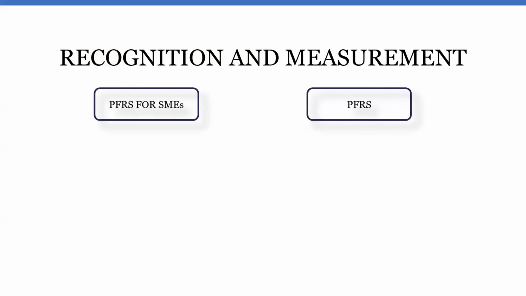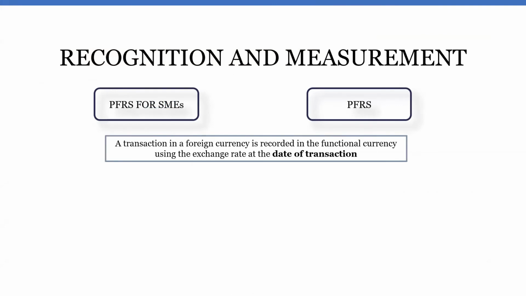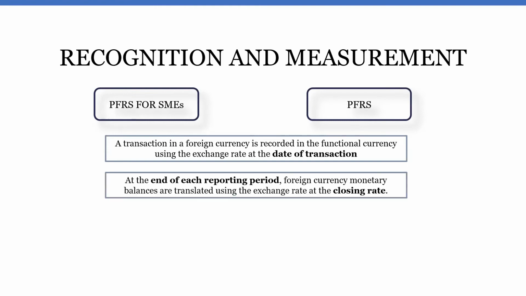So, as to recognition and measurement, same for SME and PFRS. A transaction in a foreign currency is recorded in the functional currency using the exchange rate at the date of transaction. So, if we have foreign currency transactions, when we record them as accountants, we use the rate at the date of transaction. At the end of each reporting period, the foreign currency monetary balances are translated using the closing rate.